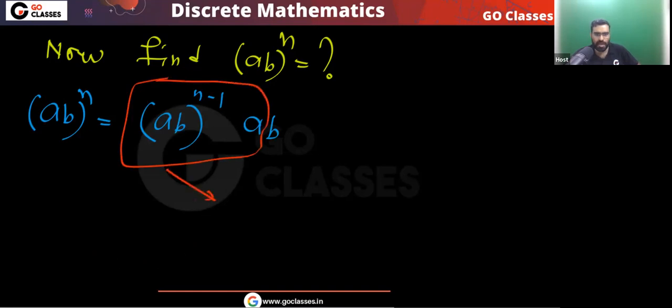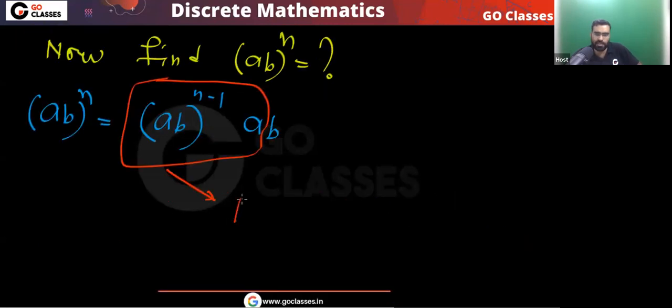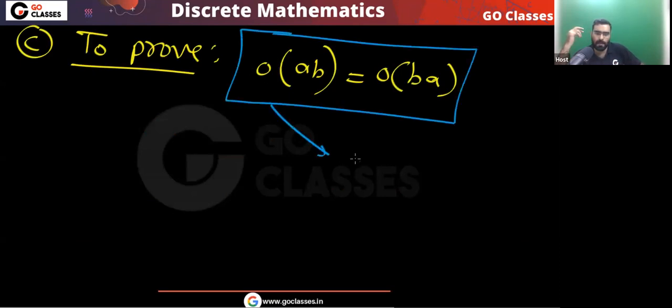What is this one? AB power n minus 1 A. That is equal to B inverse. So it will be like B inverse B, that is equal to the identity element. So what have we proven? That's it. Hence we have proved this. Hence proved. Agree?